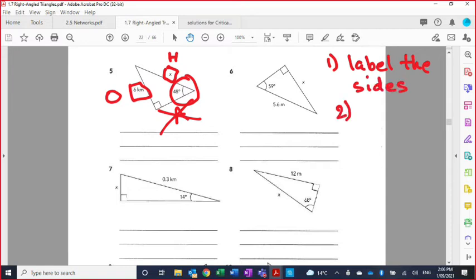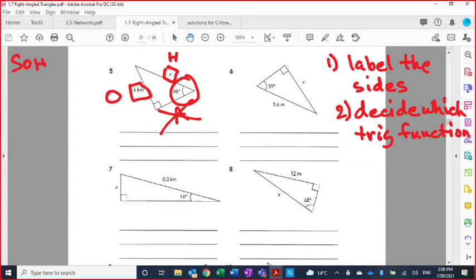Once you've done that, then you're going to decide which trig function to use. If you look at this, I know an O and an H. Remember, I have SOH, CAH, and TOA. So the only one that uses O and H is SOH. That tells me that in order to solve this problem, I'm going to be using the sine function.